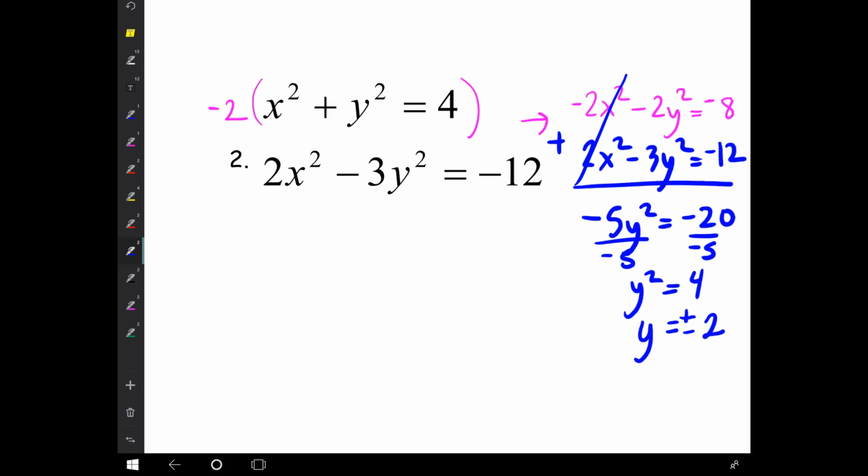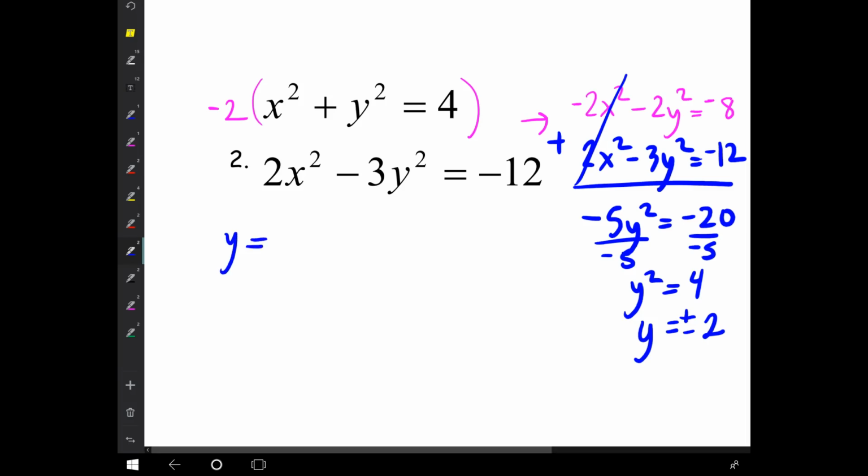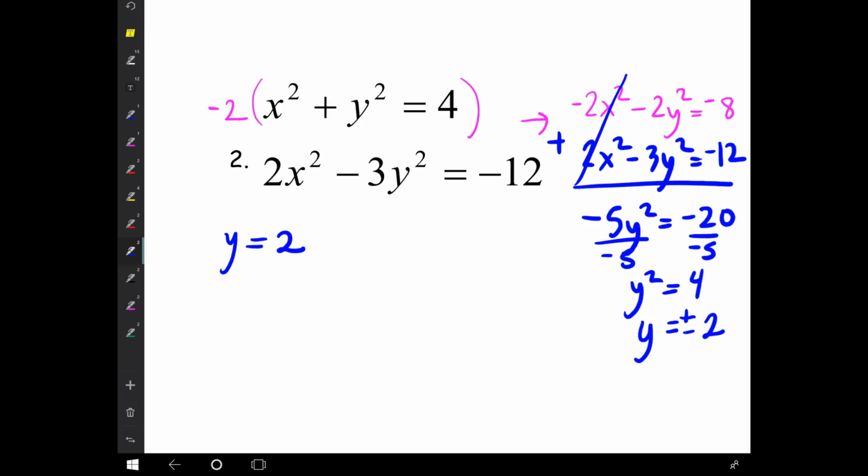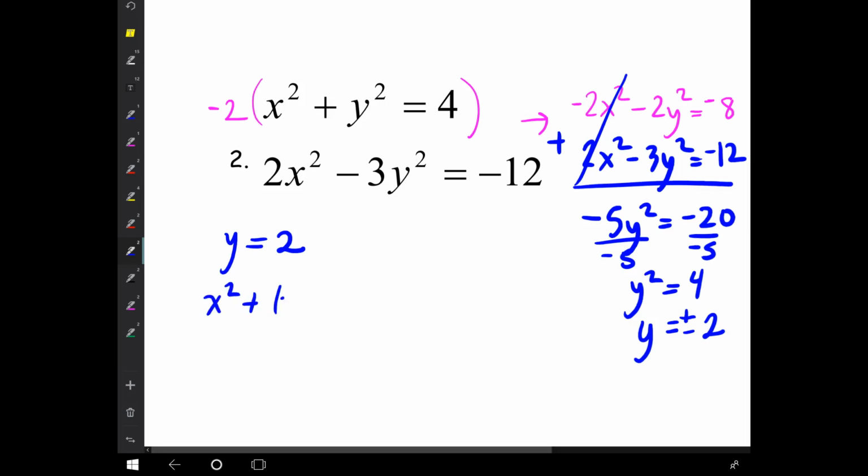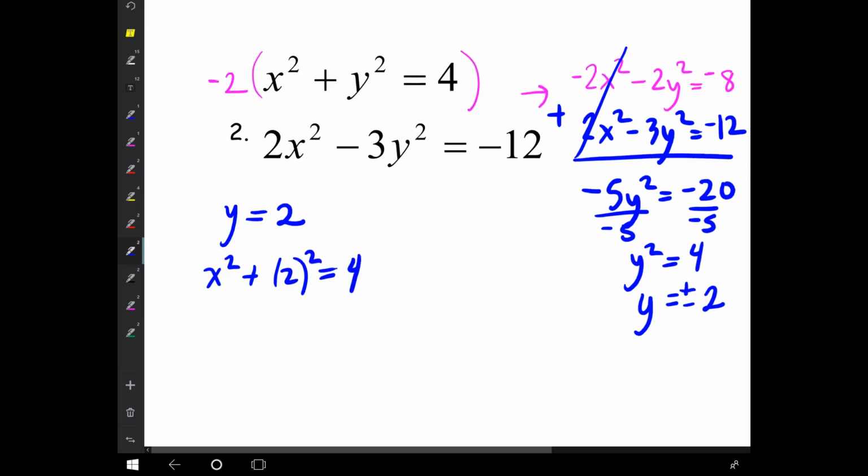Now, when I'm looking at this, I have to look at two cases. When y is equal to 2, what's my correlating x value? And when y is equal to -2, what's my correlating x value? So I'm going to plug y in as 2, and I have x squared plus 2 squared would equal 4. Plug that into the original equation. So that gives me x squared plus 4 equals 4. So x squared is equal to 0.